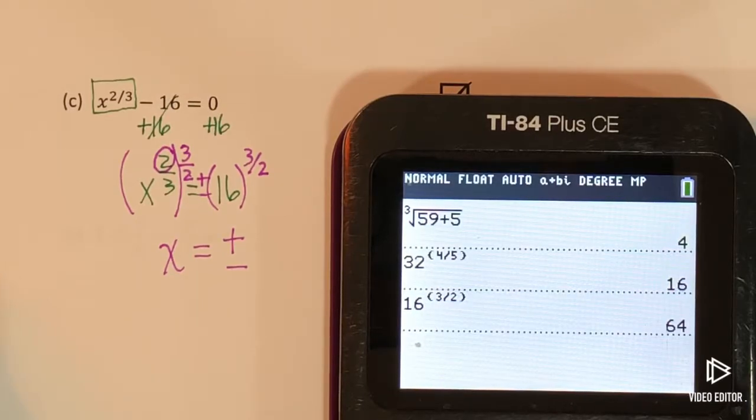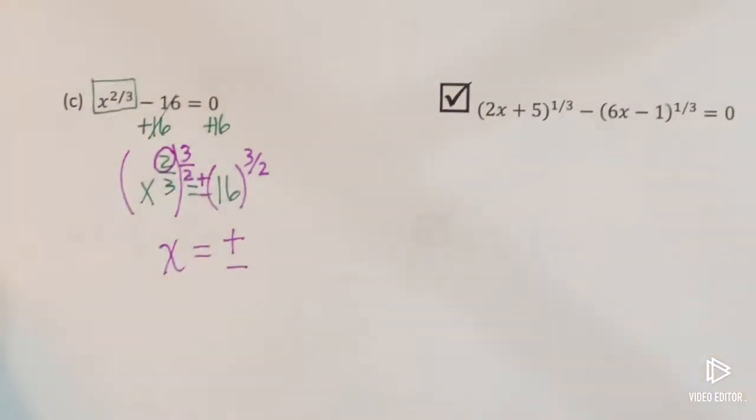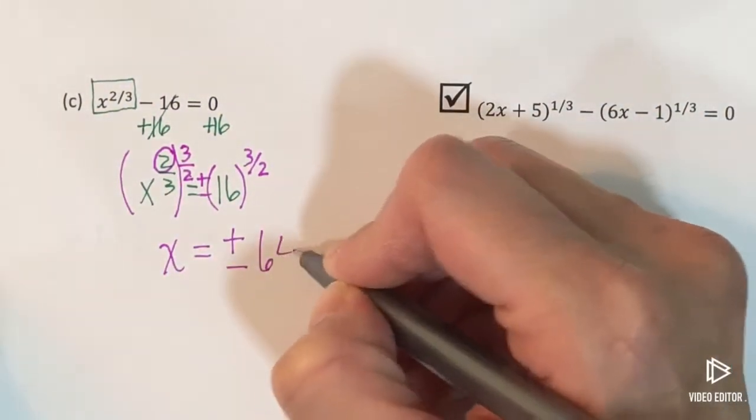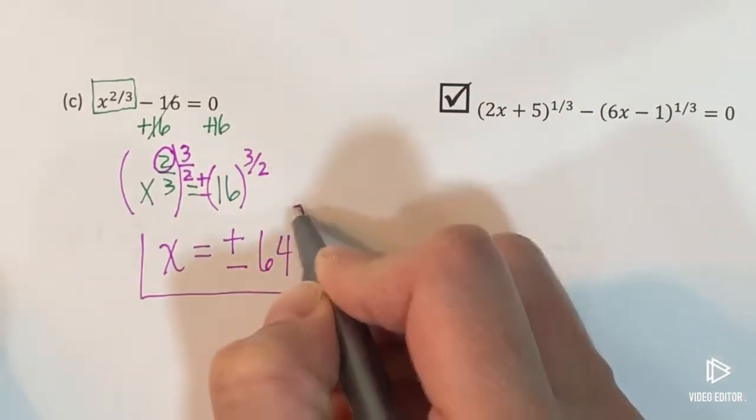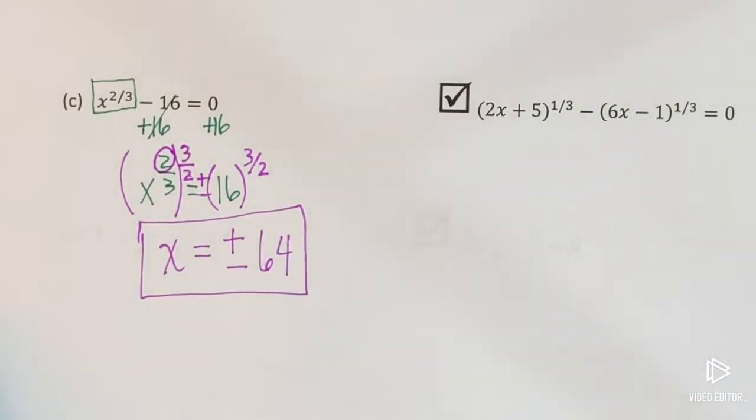And you get 64. So if your original numerator is even, you're going to end up with 2 different answers, and you could go through and check those answers and they will work. So 64.